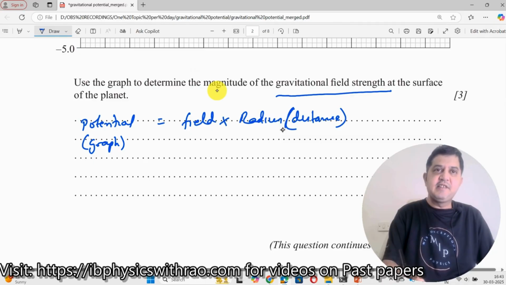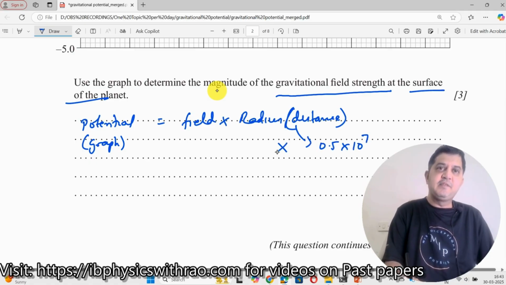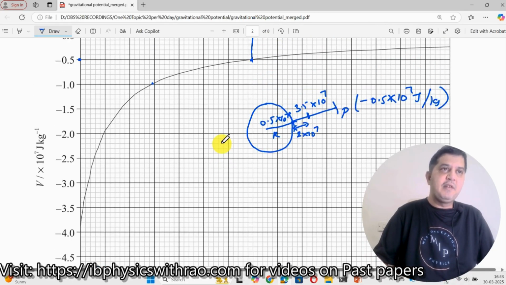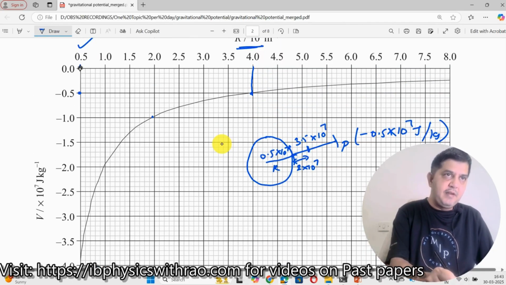Now, what is the radius? I should take the radius because he says at the surface of the planet. The radius is nothing but 0.5 into 10 to the power of 7. This is multiplied by the field. What is the field at that point? Which I do not know, so let me write G0 here. And what is the potential at this point? Which I can find from the graph, at 0.5 into 10 power 7.